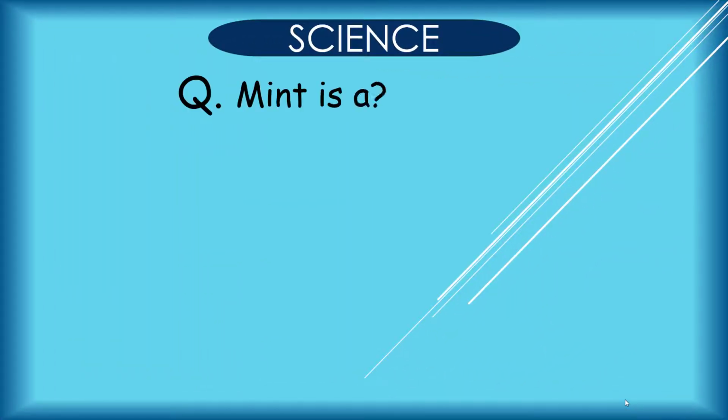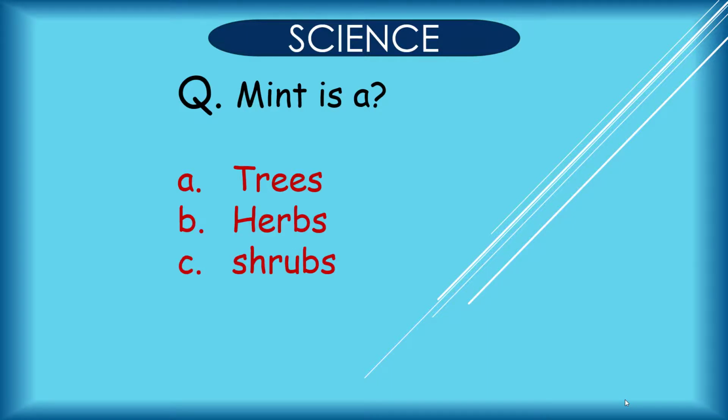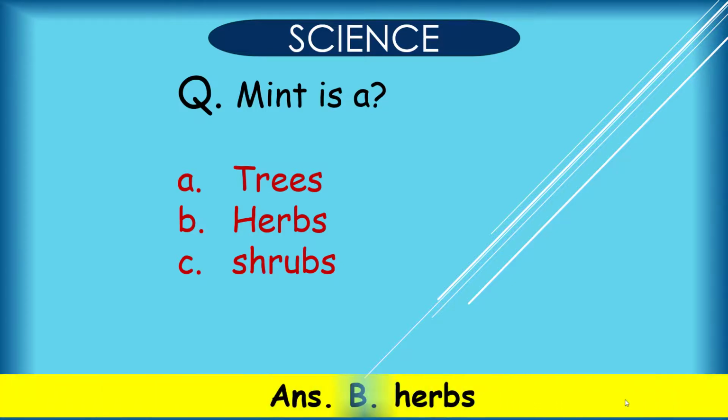Question: Mint is A. Trees, B. Herbs, C. Shrubs. Correct answer is B. Herbs.